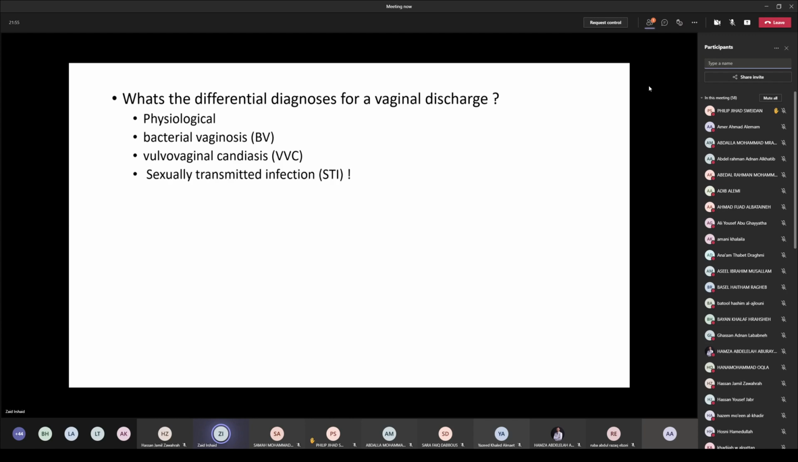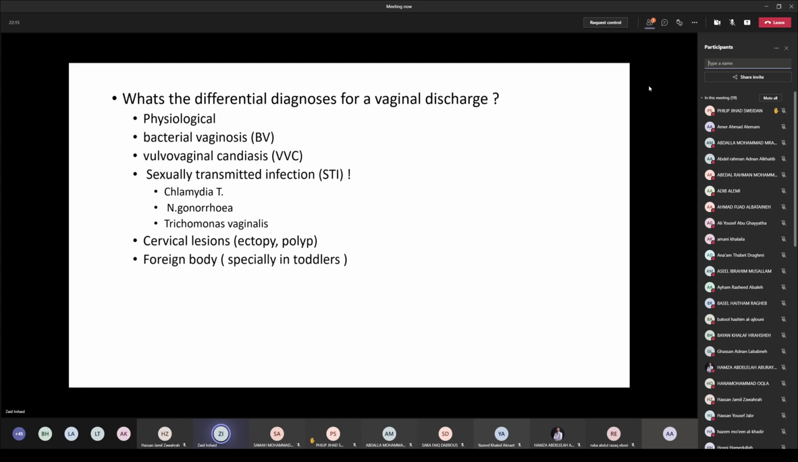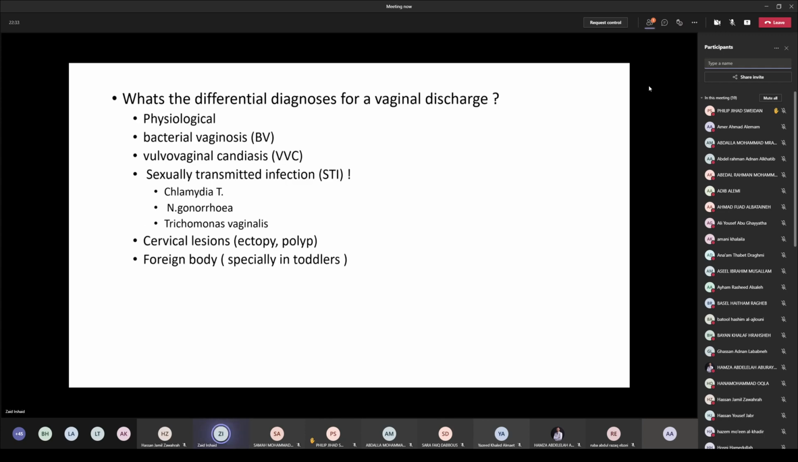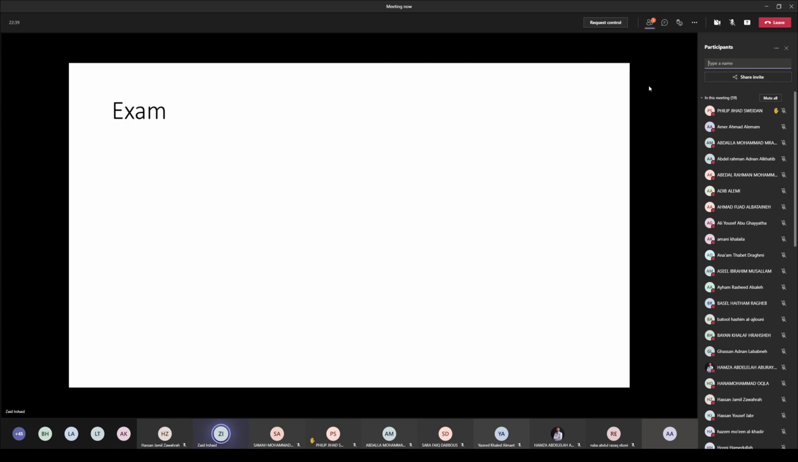Could be any of the STIs, whether trichomonas, chlamydia, gonorrhea. It could be a cervical lesion. Cervical lesions can present either with abnormal uterine bleeding or thin vaginal discharge. More commonly, it's ectropion, but it also could be a cervical polyp. And lastly, foreign bodies. Foreign bodies are especially common in toddlers, but also sometimes in younger women in their second decade of life when they miss a tampon. So that's in general in regards to vaginal discharge. After our exam, we'll discuss the differential diagnosis for our case specifically.